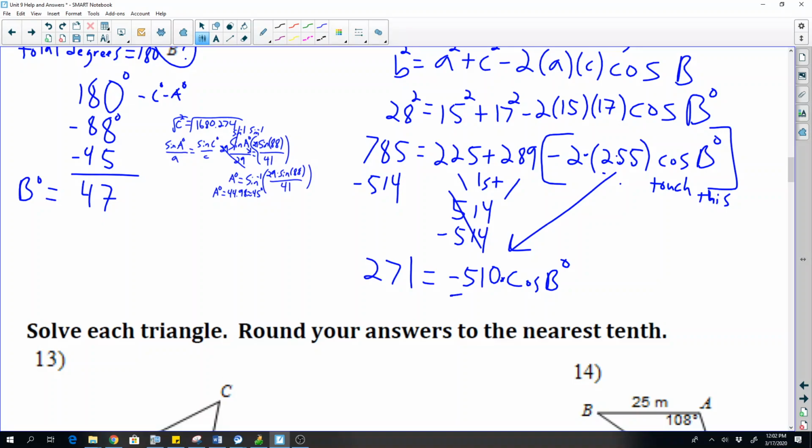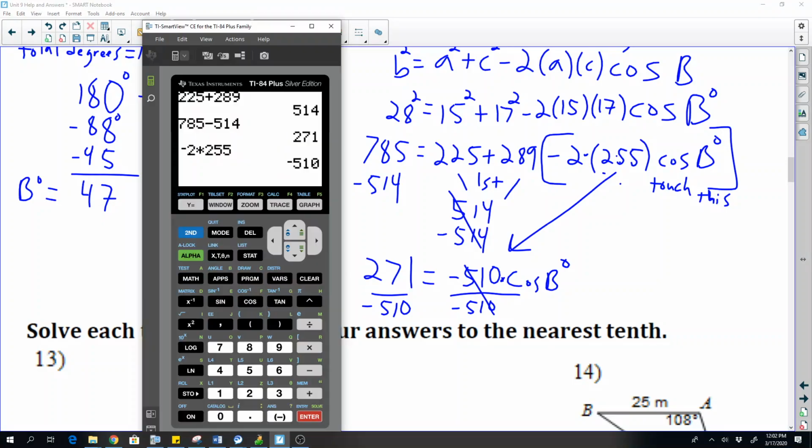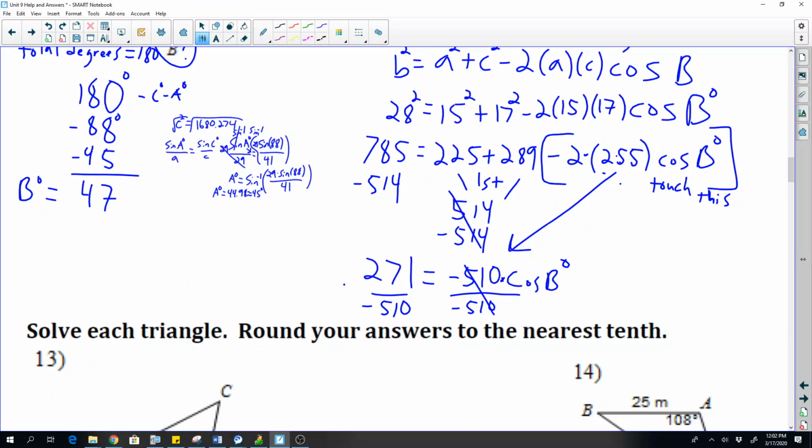So now we're going to go ahead and divide it. Divide your negative 510 to the other side and get a negative number, which is fine. Get a small negative number. All right, so now we have 271 divided by negative 510. And that gives us negative 0.5313. Nice. So now that's what cosine B equals. So we'll put that over here, negative 0.5313 is equal to cosine B.